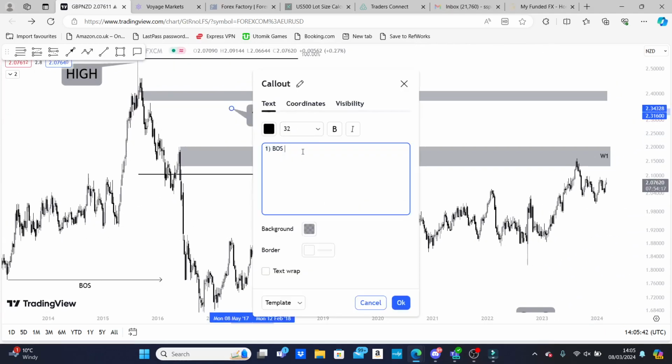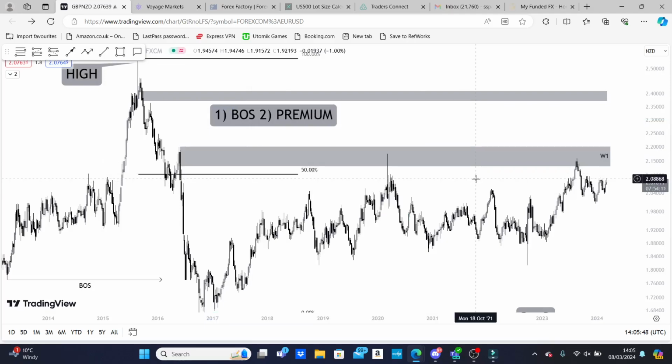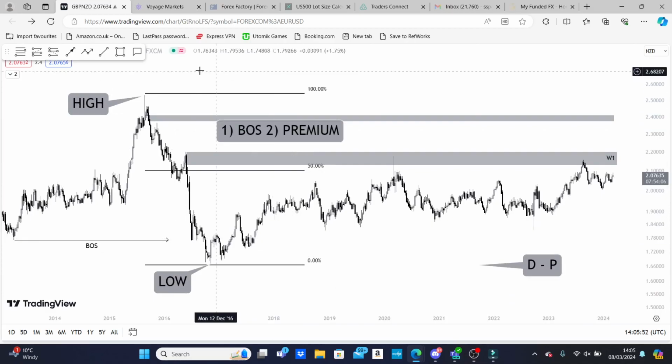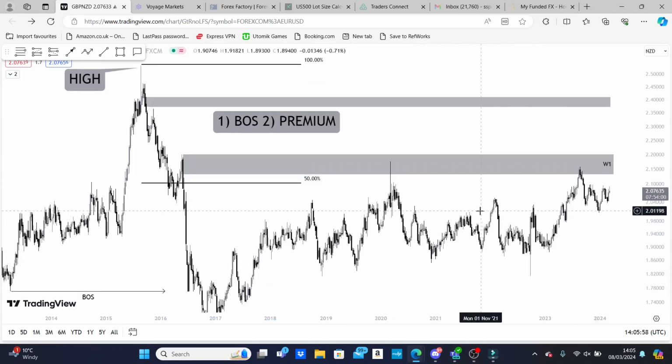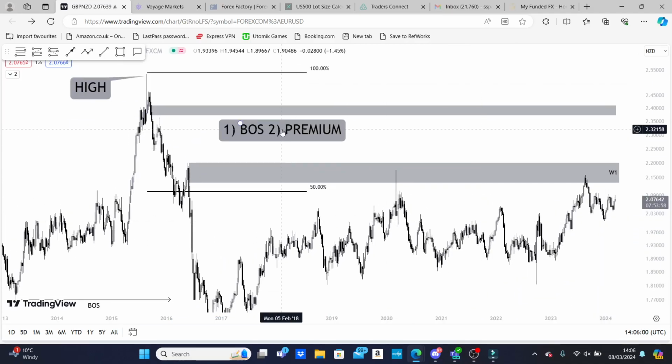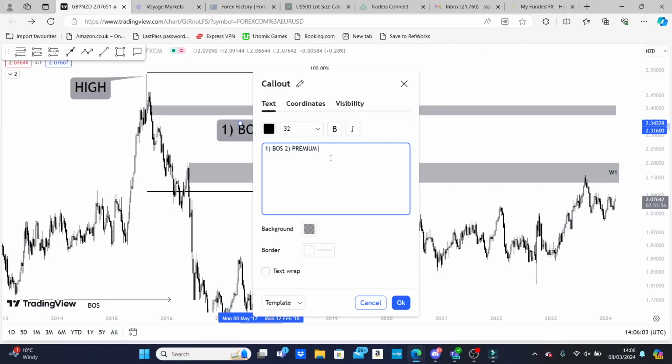The second thing we want to look at is POIs that are priced correctly, in the premium in this case. Because we're bearish, we want to be looking for bearish POIs in the premium. So again, we have our discount over here below the 50% level, and we have the premium. So anything above the 50% level is essentially a premium, okay? So the first thing we're looking at is a break of structure. The second thing we're looking at is a premium. The third thing we're looking at is a fair value gap in price.